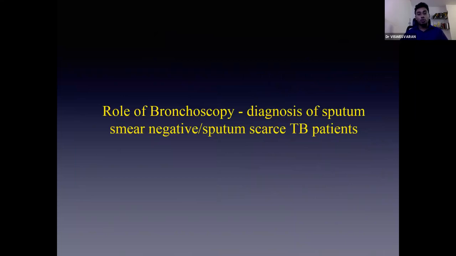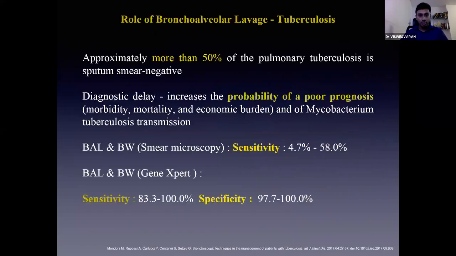What is the role of a bronchoscopy in the diagnosis of a sputum smear negative or sputum scarce TB patient? As we all know, BAL is one of the modalities which we commonly use for a patient who has smear negative tuberculosis, and it has been found that approximately more than 50% of pulmonary tuberculosis is sputum smear negative, and it is more so in patients with immunocompromised conditions. If you do not diagnose these patients properly as tuberculosis, there may be a diagnostic delay which may increase the probability of a poor prognosis, leading to increased morbidity, mortality, economic burden, and Mycobacterium tuberculosis spreading in the community.